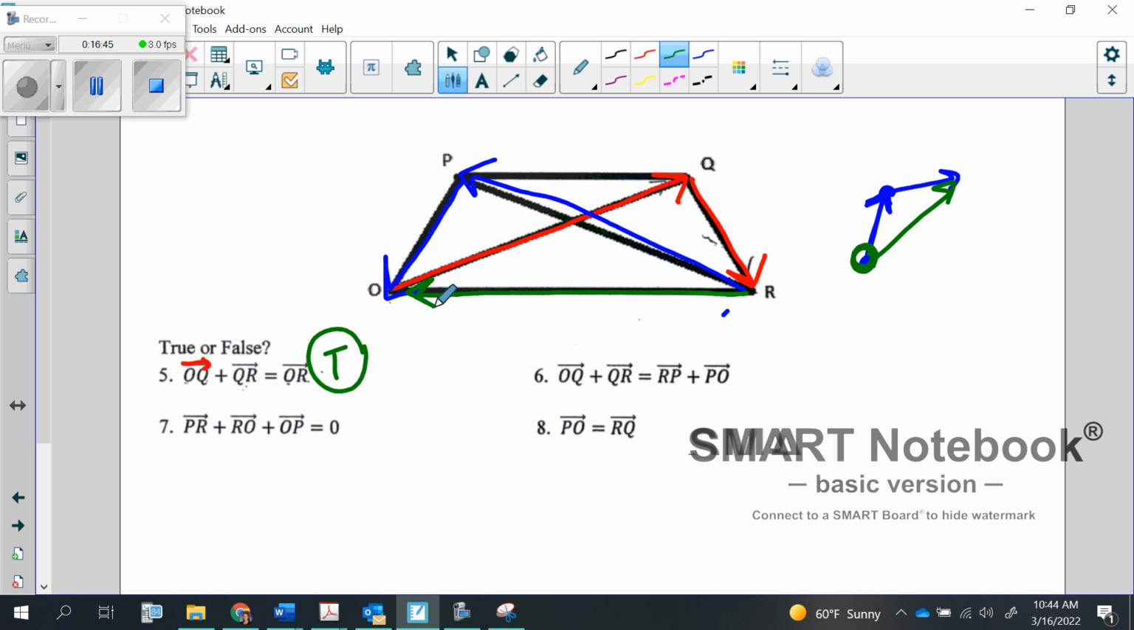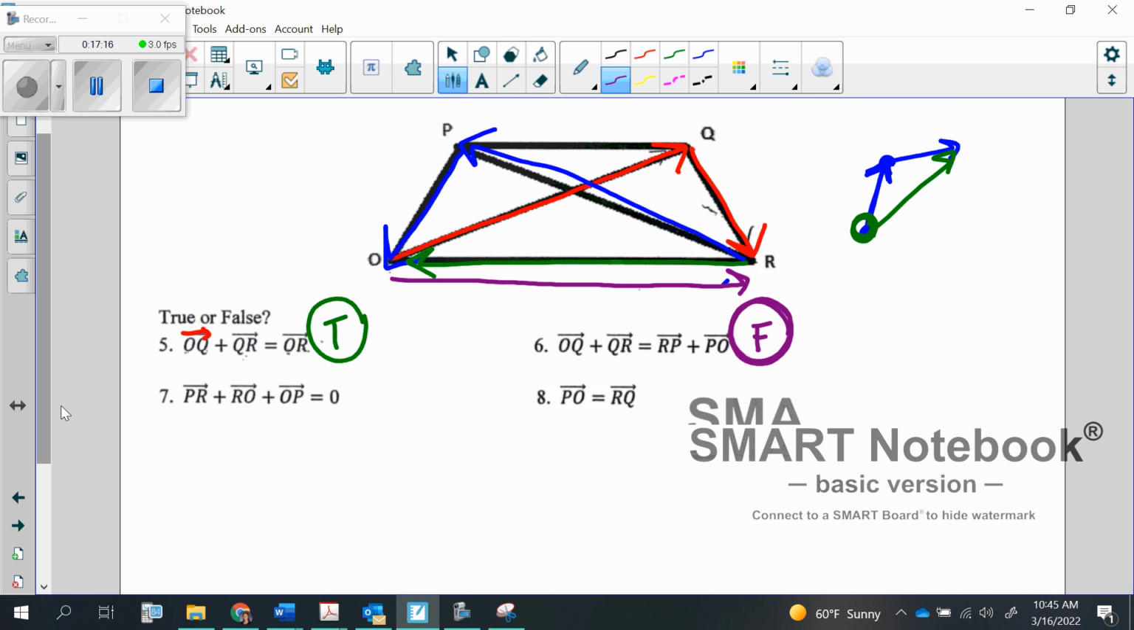But the other vectors' resultant, in blue, would be R to O, but in the other direction. For OQ to QR, that resultant vector would technically be going in the other direction. Since they're going in opposite directions, it would be false. They clearly have the same magnitude, the same length, but they're going in opposite directions, so it would not be true. Okay, vectors, direction matters.